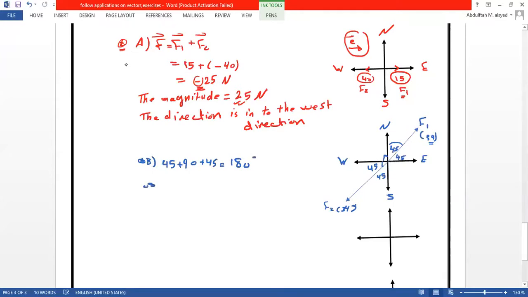So then the two forces act on the same straight line. The two forces F1 and F2 act on the same straight line.